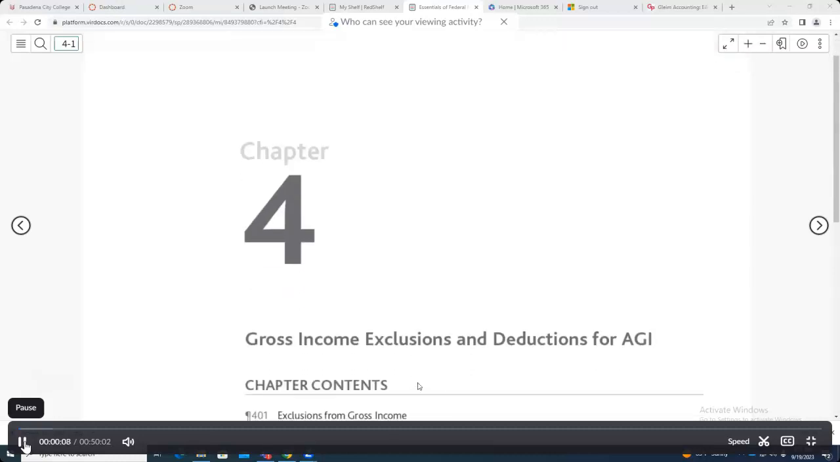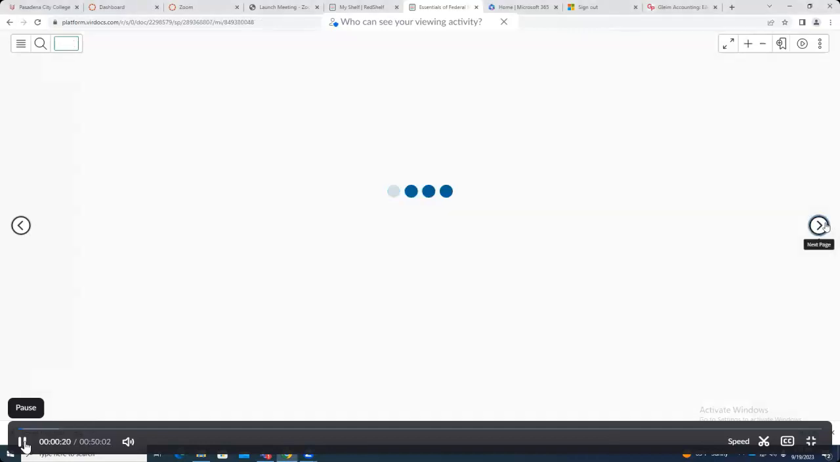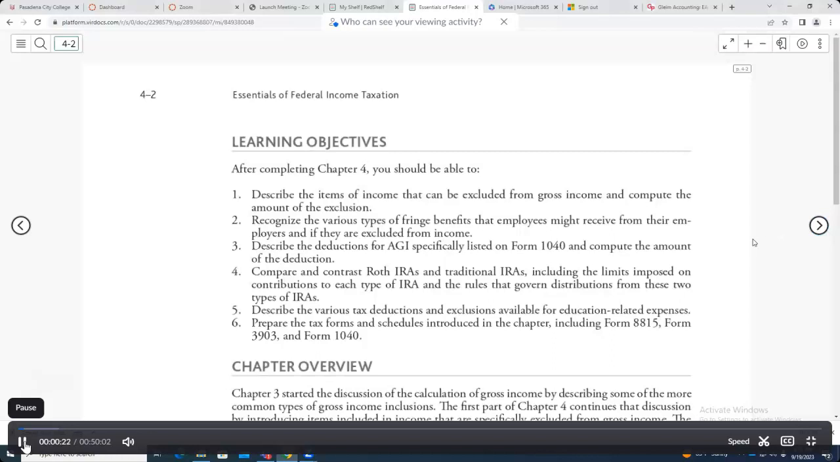Welcome back for chapter 4, gross income exclusions and deductions for AGI. And we will look probably in Form 1040 also. We did that already, so not a big deal. The learning objectives are here on your screen.